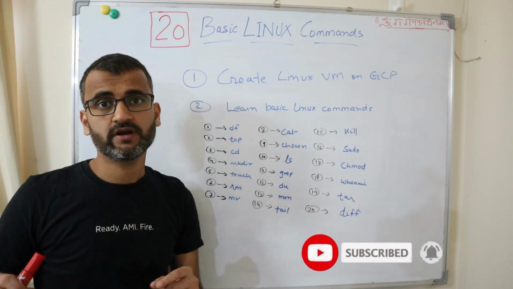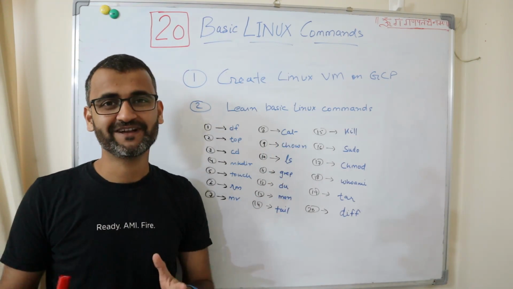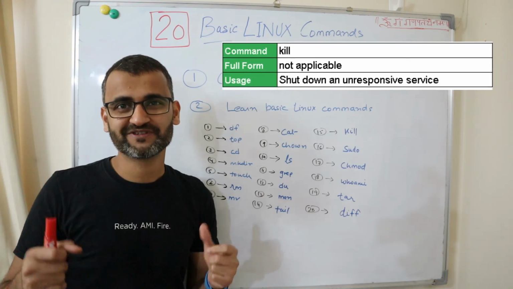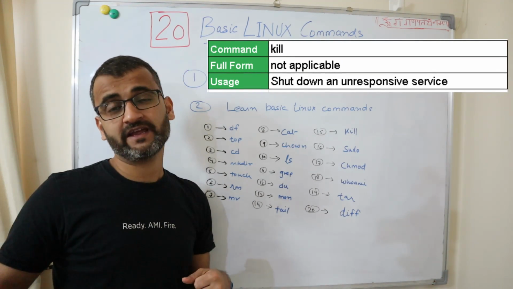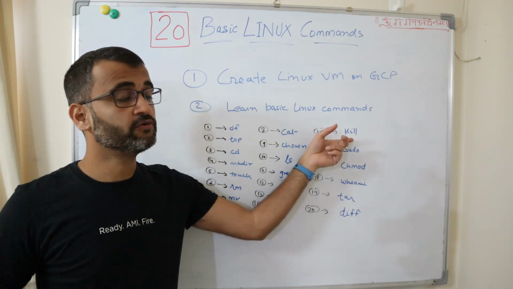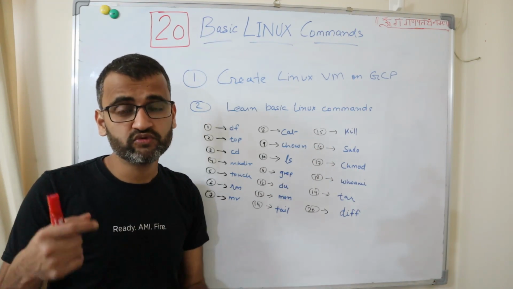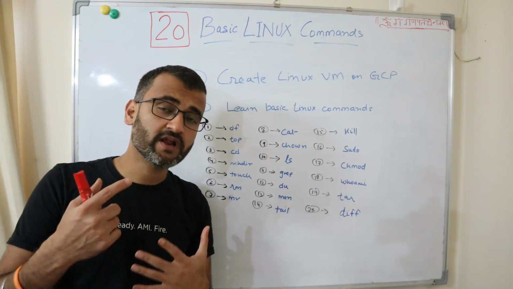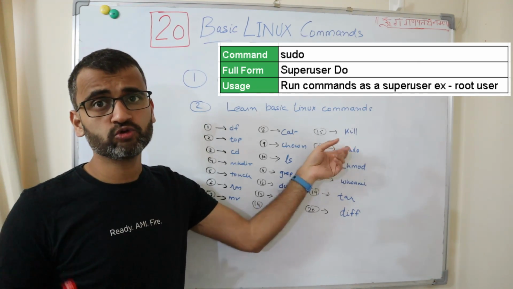Kill, very important, guys, very important. As an administrator, you would use it quite a lot for killing a process. Suppose some thread is in a hung state, how would you kill it? Like you go into Task Manager in Windows and kill the thread, similarly you kill a process using this command. Sudo is super user. So whenever you want to run a command with super user or root privileges, you run it through sudo.